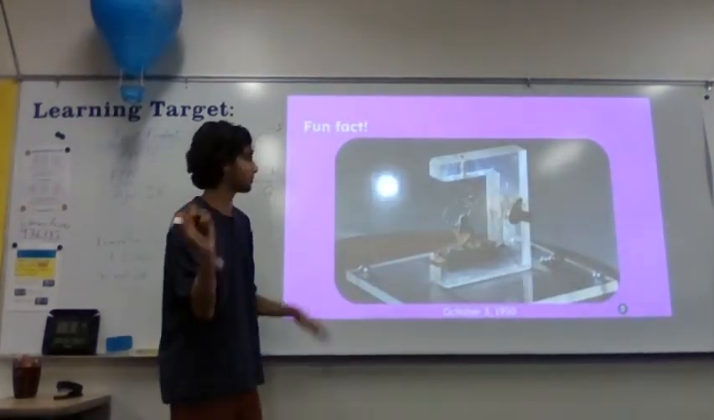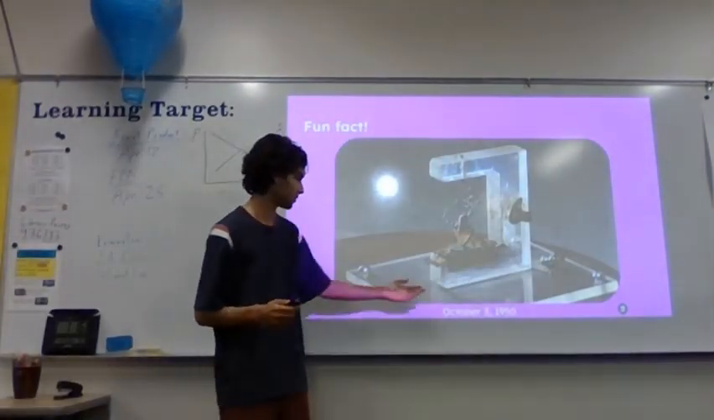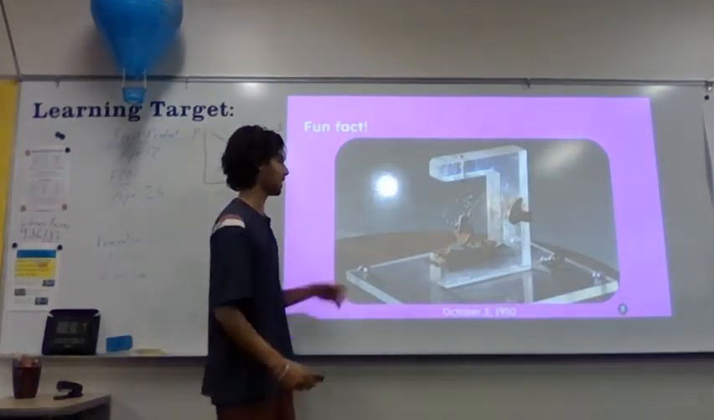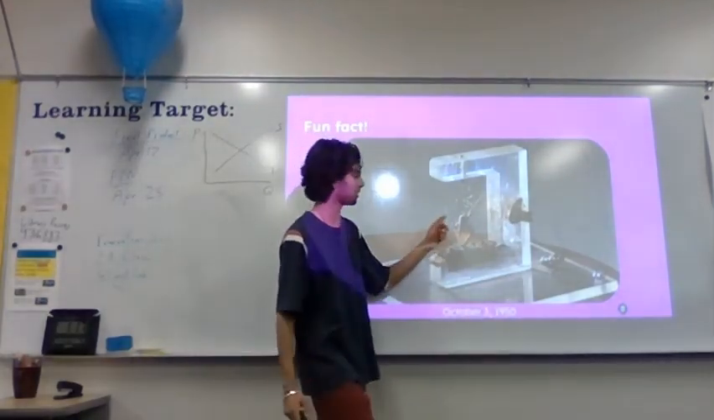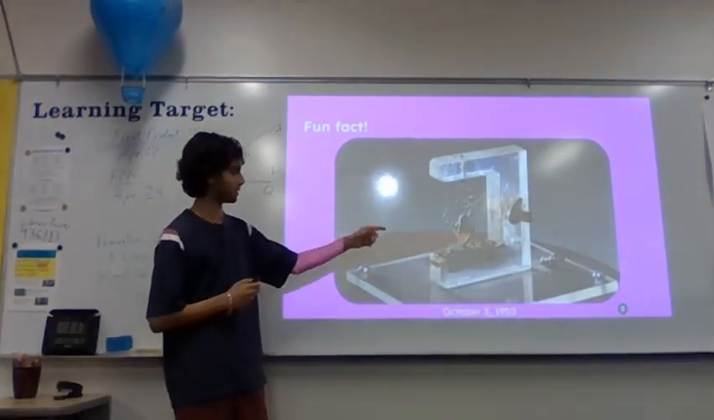Moving on, this is what a transistor looks like. This is from 1950, taken here in Texas at TI. Texas Instruments made the first transistor ever on Earth. That's pretty cool.